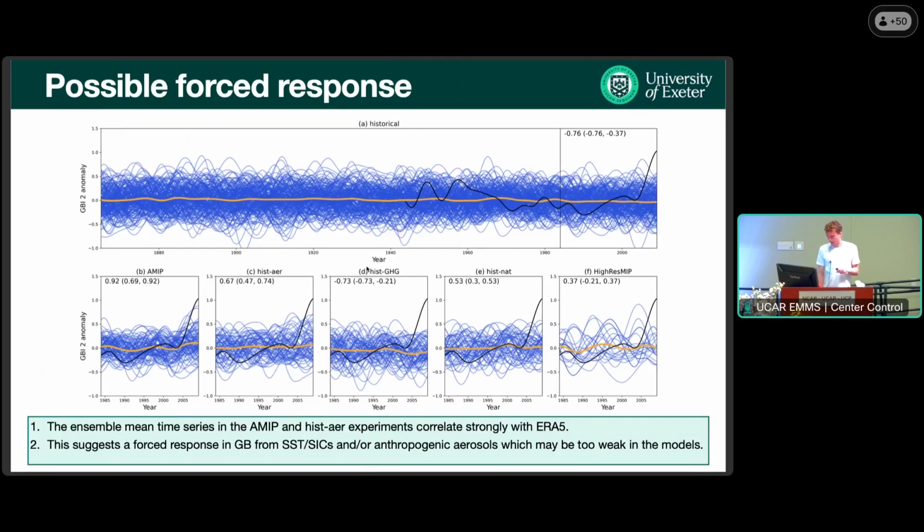So going back to this plot, now I've added in the panels the correlations between the ensemble means and the observations. If we average the ensemble members, we remove internal variability and we're left with the forced response. So if this correlates strongly with the observations, we think there might be some driver of blocking based on that. We can see that in AMIP and the aerosol experiments, the time series correlates very strongly with observations, suggesting there's some forced response potentially from the atmosphere, or from the ocean or sea ice, and/or from aerosols that potentially are important for blocking.